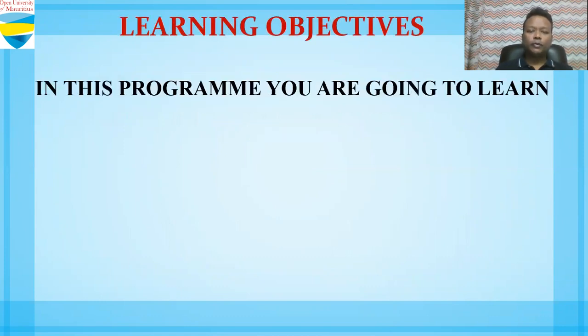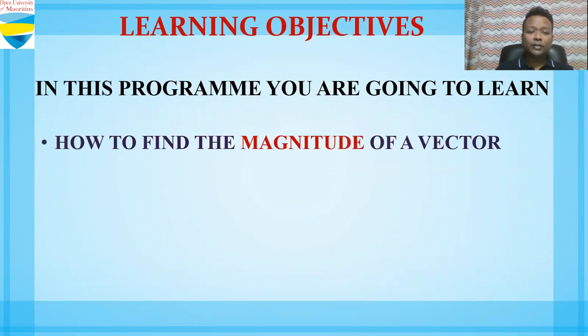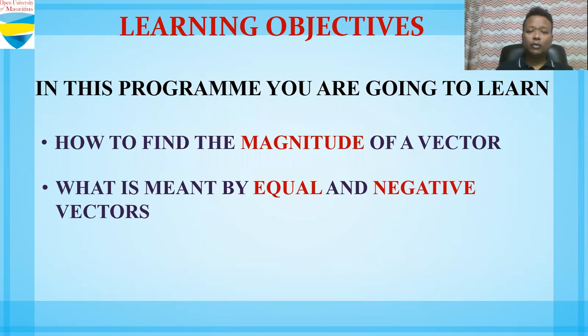In this program, you're going to learn how to find the magnitude of a vector and what is meant by equal and negative vectors. Students, recall a vector is a quantity having both magnitude and direction. In the first video, we focused on the direction, and now it's time to learn about the magnitude of a vector.